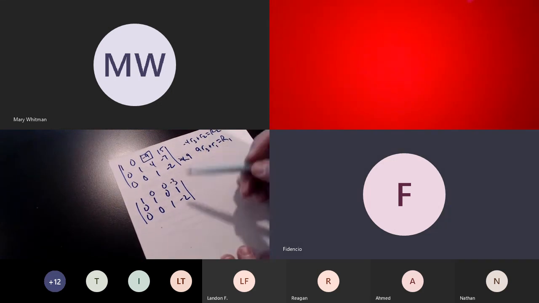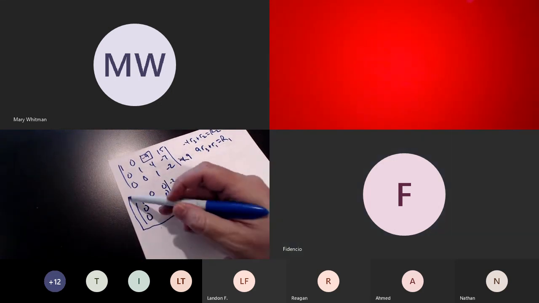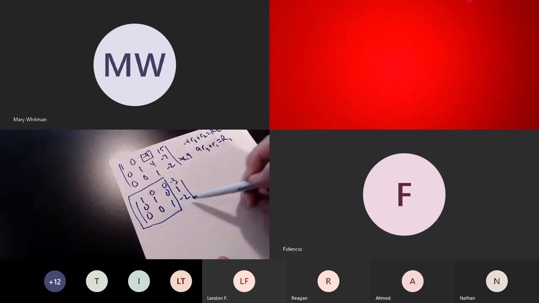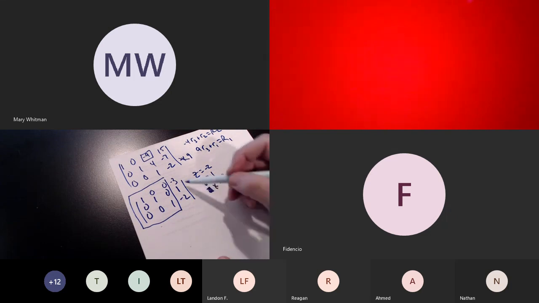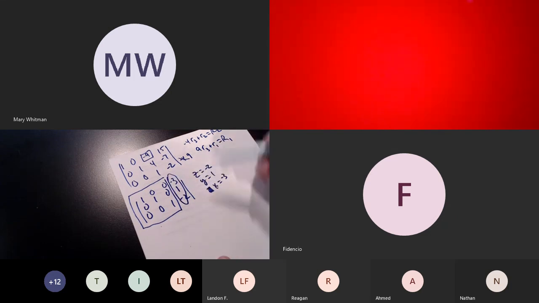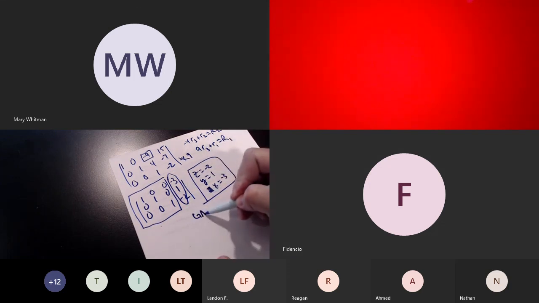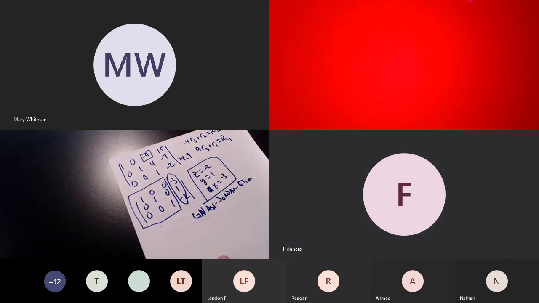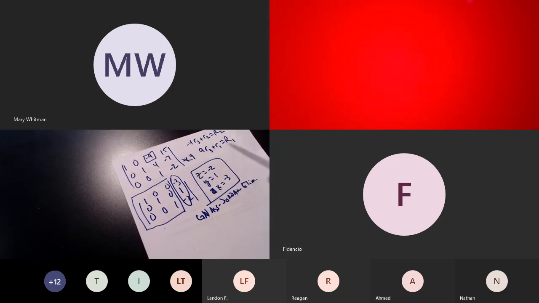Okay? So I'm done. I've got this in reduced row echelon form. And now it's really easy to see the answers. I've got z equals -2, y equals 1, and x equals -3. This is my solution set here. Oh, I didn't mean to cross it out. Okay? So that's what we call Gauss-Jordan elimination.